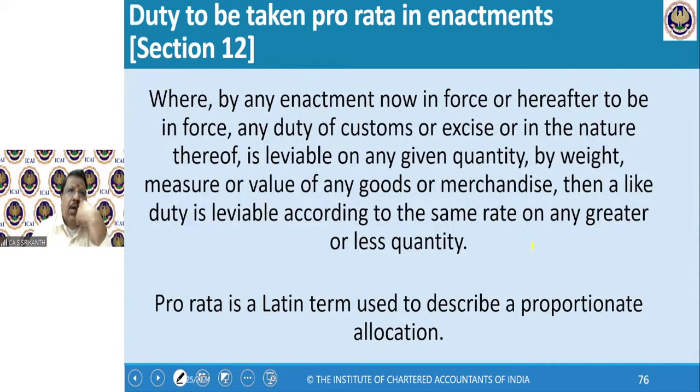Duty to be taken pro rata. Where any enactment now in force or hereafter to be enforced, any duty, meaning tax, customs duty, excise duty, is leviable on any given quantity by weight, measure, or value, then a like duty is leviable according to the same rate on any greater or lesser quantity. That is, suppose the duty is set for every 100 kilos, 20 rupees. Then, for 50 kilos, 10 rupees. Pro rata means proportionate allocation. Suppose the law says for every 100 kilos, 20 rupees. I'm only selling 50 kilos, then half, 10 rupees. Pro rata. That's all.